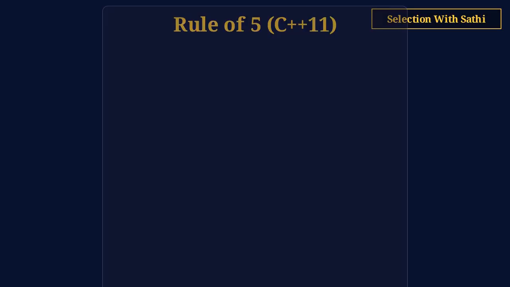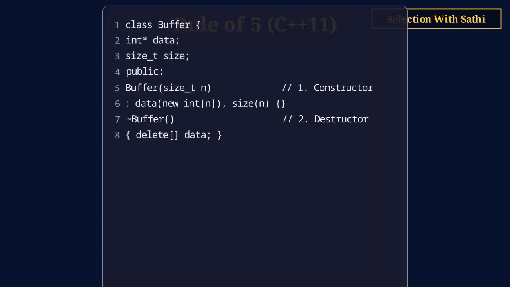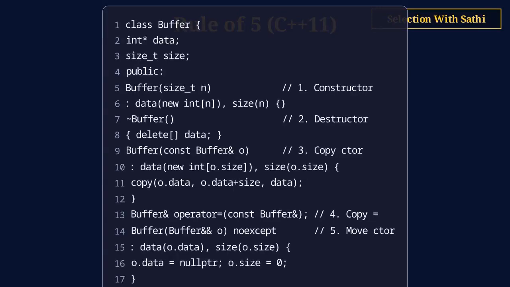Fourth concept, the rule of 5. If your class manages a resource like dynamic memory, you need to define 5 special member functions. The destructor to release the resource. The copy constructor to deep copy the resource. The copy assignment operator to clean up the old resource and deep copy the new one, handling self-assignment.